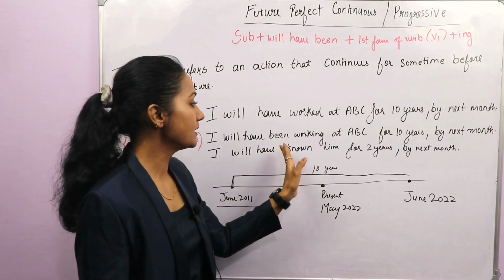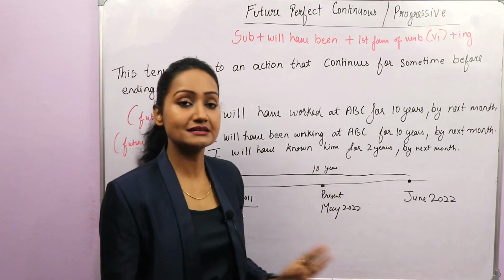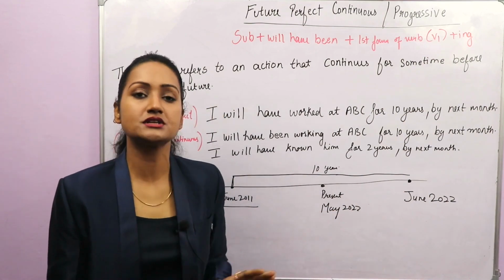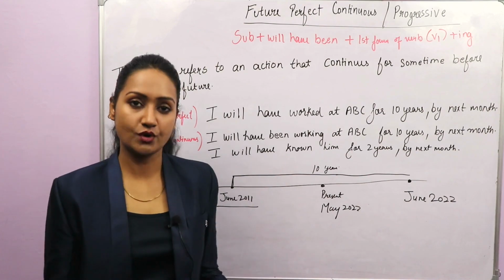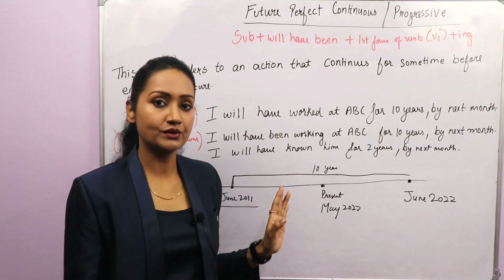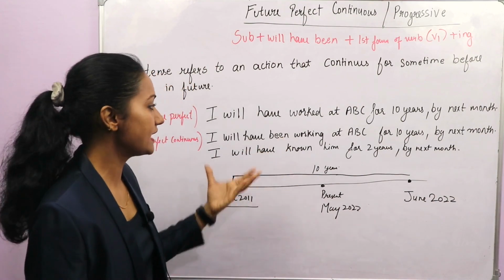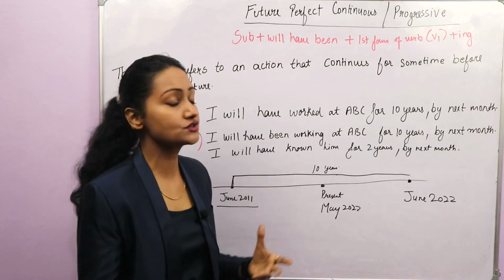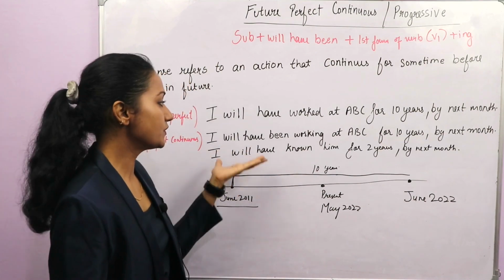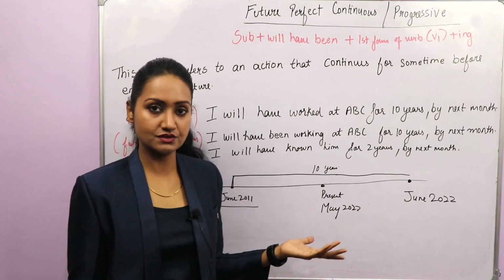I will have been knowing him for 2 years. That is incorrect because know is a stative verb and we cannot use stative verbs in continuous forms, okay? So in that case you have only one option, okay? So that's why we have two options. So it is up to you whenever you're talking about a duration, whether you want to use future perfect or future perfect continuous, okay?